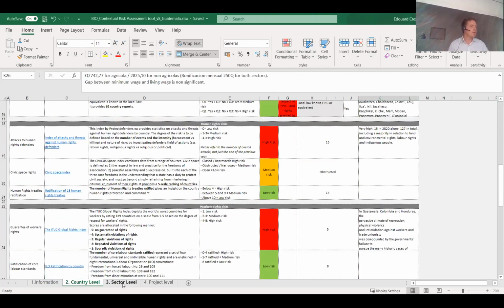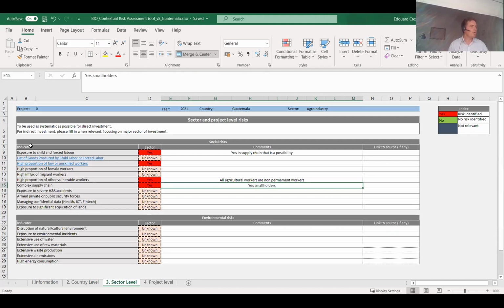We then look at sector level risk. Are we in a sector which is typically known to be involved or exposed to child and forced labor? You also have this list of goods produced by child and forced labor by the US Labor Department. Are we in a sector with a high proportion of female workers? If yes, we would then look at gender risk and how gender is taken into account in the HR policies and working conditions. Is there a high influx of migrant workers?